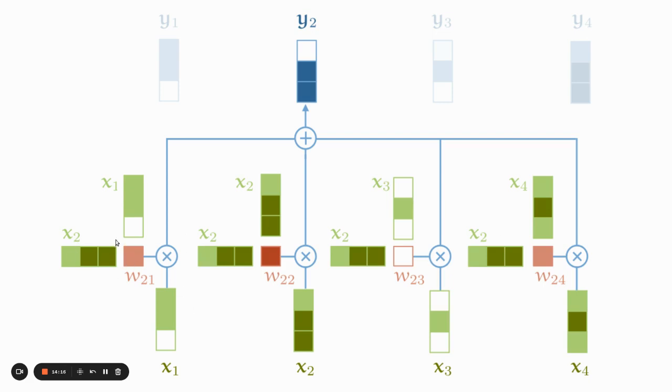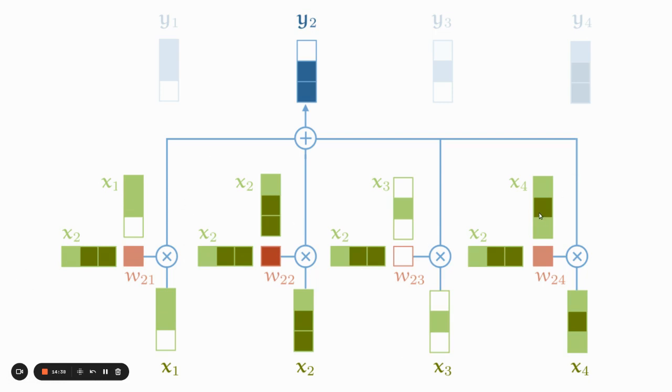In order to get y2, you are querying all the keys, h1, h2, h3, and h4. And what is the query here? The query is h2. So you query it and then you multiply it by a value. Here these vectors are playing the role of value vectors, here they are playing the role of query vectors, and here they are playing the role of key vectors.